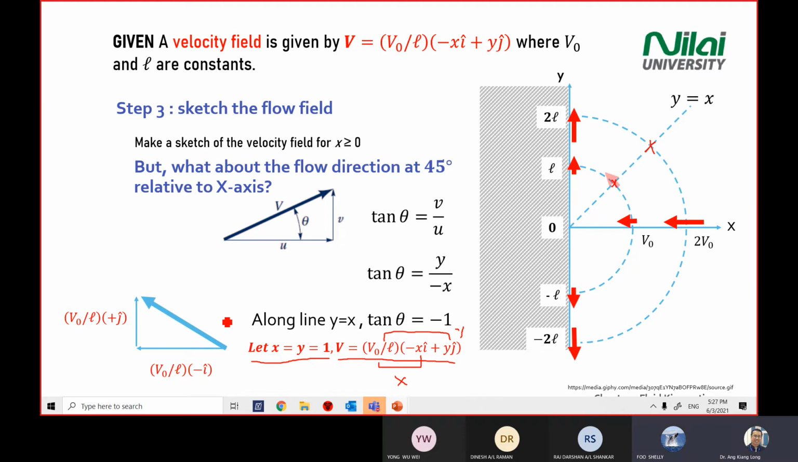Now you put the arrow back to this location. You do the same for this location. This is when your y and x equal to 2. You'll get the same, only the magnitude is bigger. Then you can draw the larger arrow.